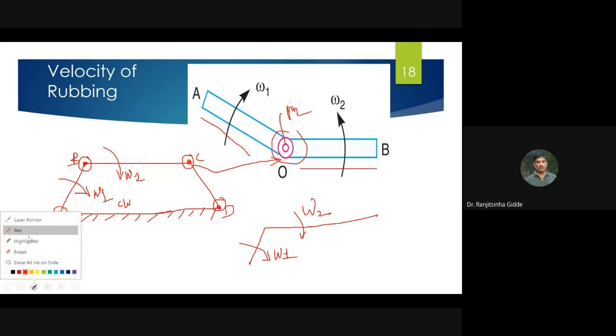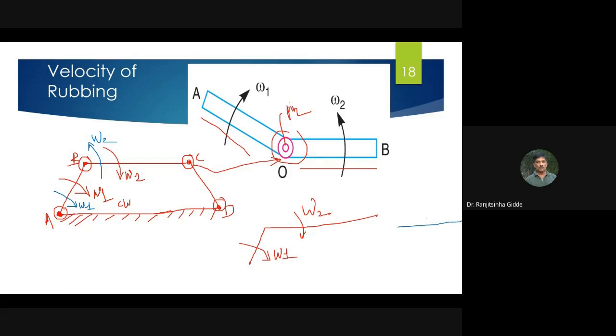And if you consider another case where this is omega 1 and this one is omega 2. So I will show omega 2, it is in the anti-clockwise direction, and this one is omega 1, which is in the clockwise direction.